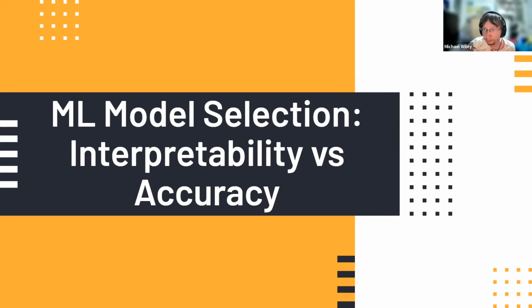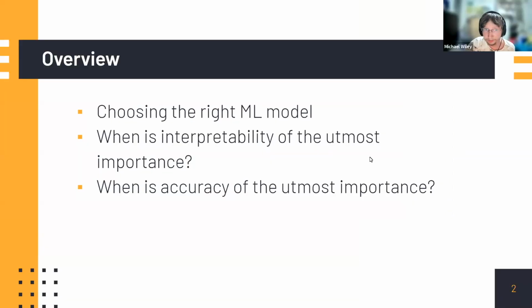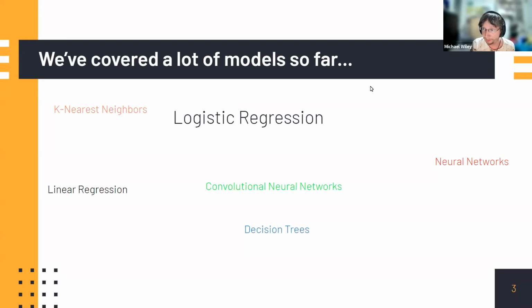There are many ways to approach this problem of machine learning model selection, but I'm going to focus on just one aspect of it, and that is interpretability versus accuracy. Just know that there are other things to consider as well. So what are we going to do? We're going to talk about how we should think about choosing the right model for our problem. We're going to think about some problems that require interpretability. And then we're going to look at some other problems that are the complete opposite, where we only really care about accuracy.